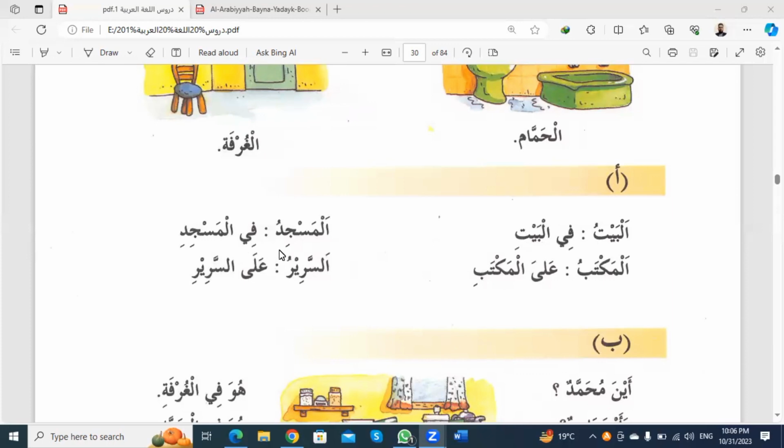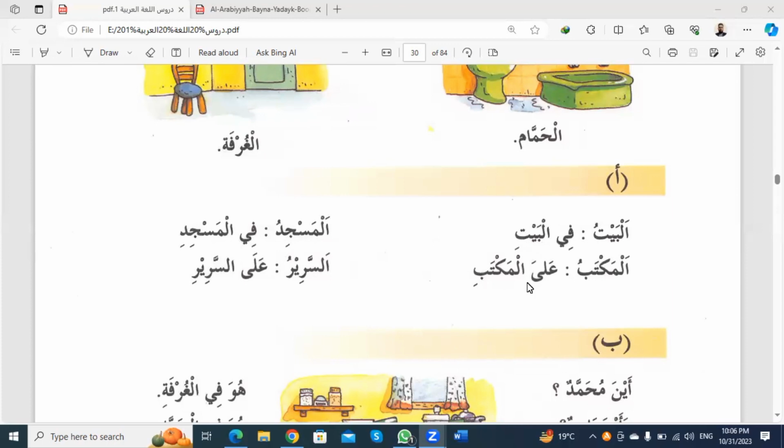And this one is fil masjid. Al masjid means mosque and fil masjid means in the mosque. And this is the second one, on, just like on the table, on the bed.